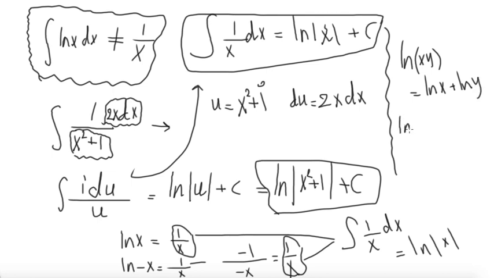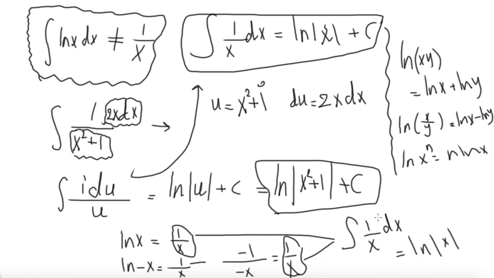And also ln of x over y equals ln x minus ln y. Also ln of x to the power of n, we will have n ln x.